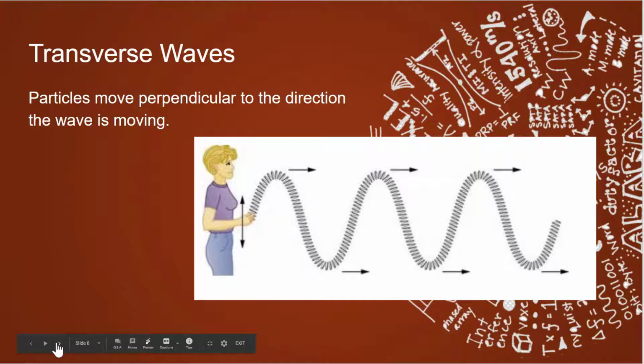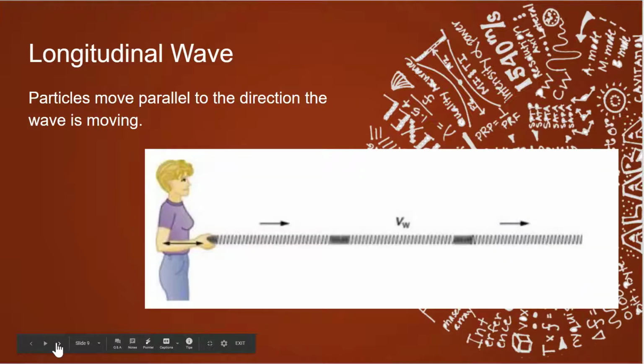Longitudinal waves then are going to be particles moving the same direction, or parallel to the direction that the wave is moving. So now the slinky is having areas of rarefaction, right? And then it has areas of compression, and then it'll rarefact and compress. The energy is moving back and forth parallel to the direction that the wave is going.